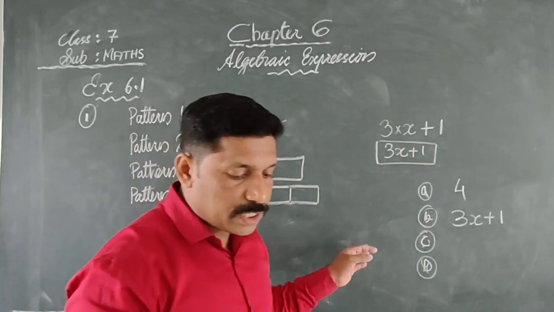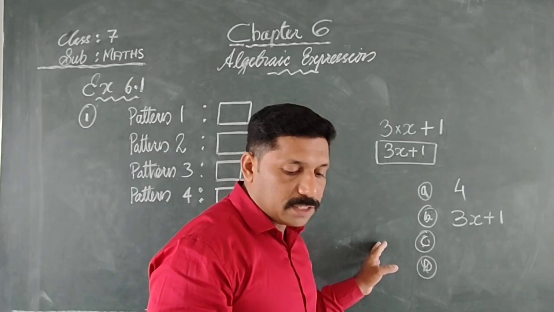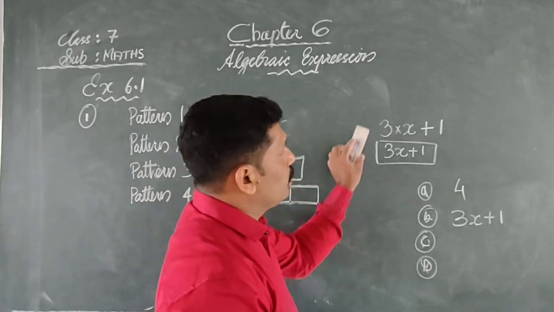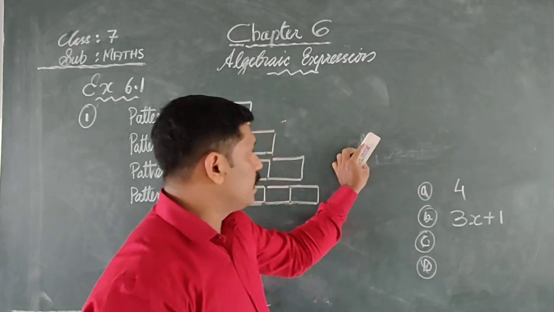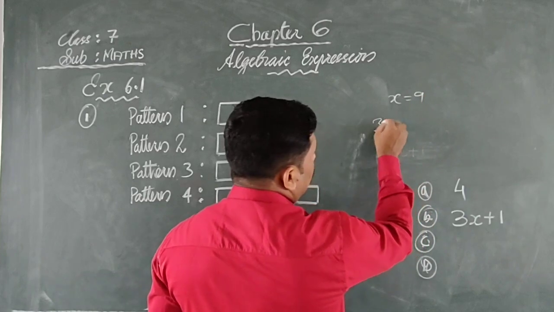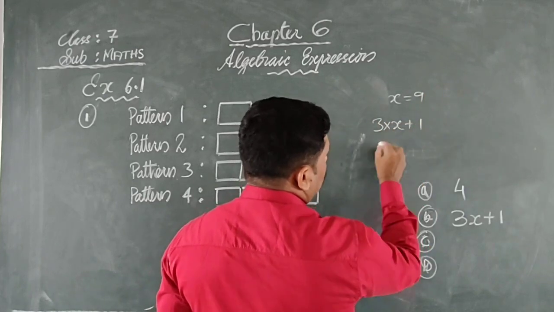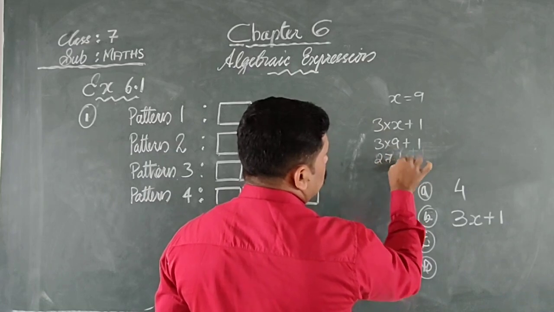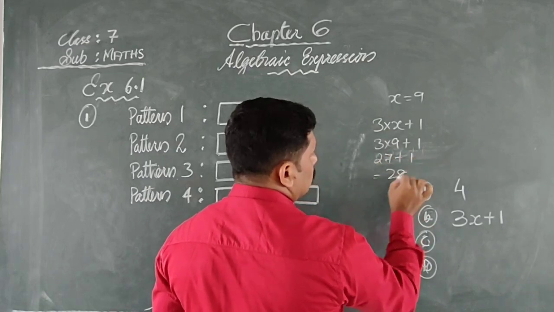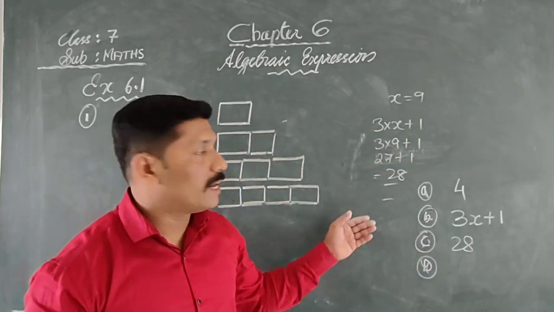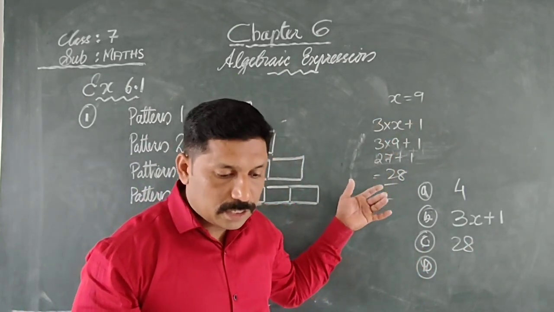Then the third question, C. Find the number of line segments used to make 9 such shapes. If you want to make 9 such shapes, how many line segments are needed? Here x means 9. Therefore 3 into x plus 1, 3 into 9 plus 1. 3 nines are 27, plus 1 is equal to 28. So here 28 line segments are needed for making 9 such shapes.